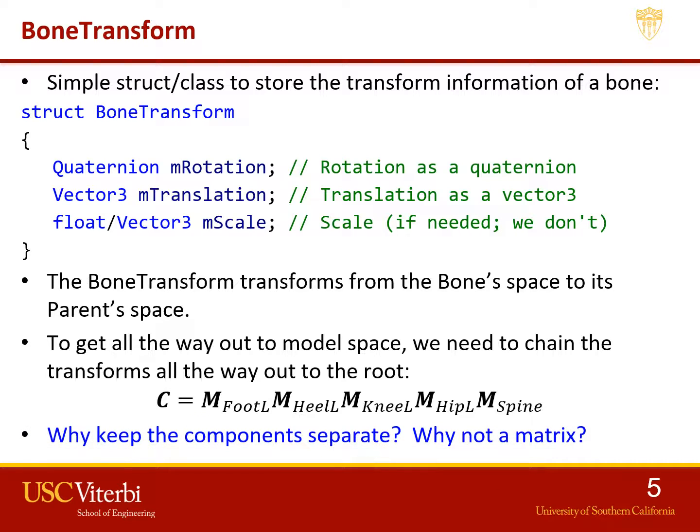Now you may be asking yourself, why don't I just store this as a matrix? Why do I need to keep the quaternions and the vectors? Why not a matrix? The answer is because we're going to be doing a lot of interpolation. And the quaternion in particular is specifically designed to let us do those blends and interpolations without screwing things up.